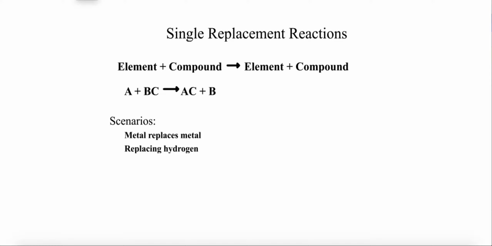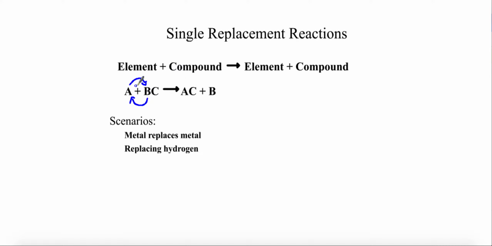So a single replacement reaction will have an element and a compound reacting with one another. And in this reaction, that element is going to replace one part of the compound. And in doing so, it's going to form a brand new element and a brand new compound. So if we have element A reacting with a generic compound BC, element A is going to replace one of the elements in compound BC, which means it's going to be removing one of them to become its own independent element and no longer in the compound.